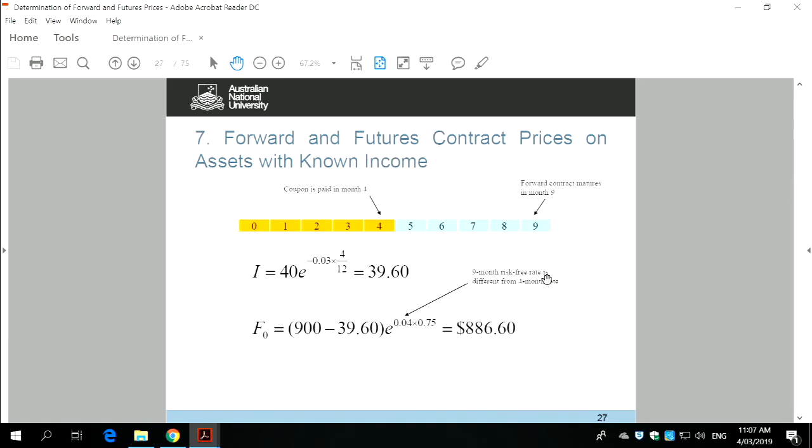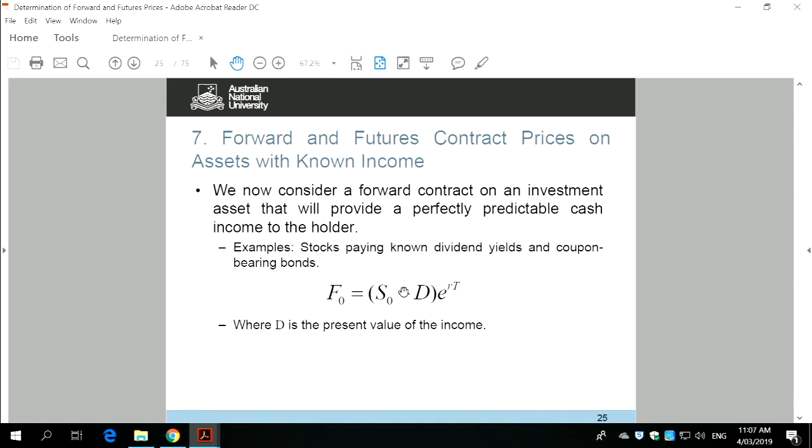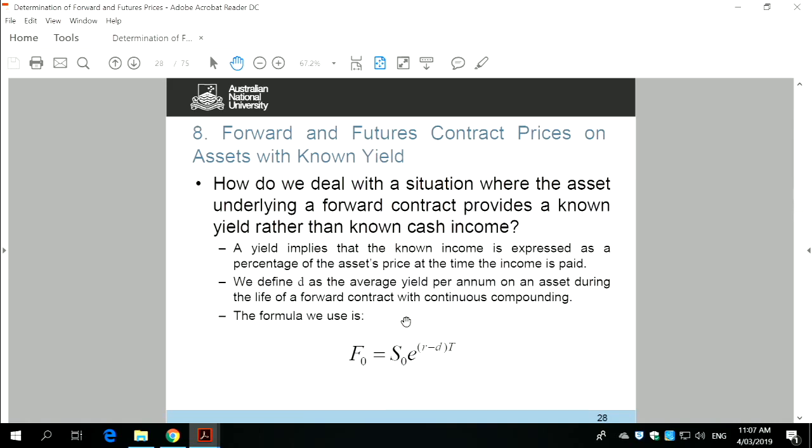So this formula is dealing with a stock that pays a cash dividend. So this D is expressed in cash, in dollar terms. However, in the real world, a lot of futures contracts are written on a stock index, right? I mentioned this last week. What is a stock index? A stock index is a collection of stocks, right?